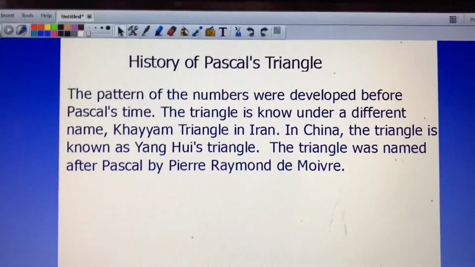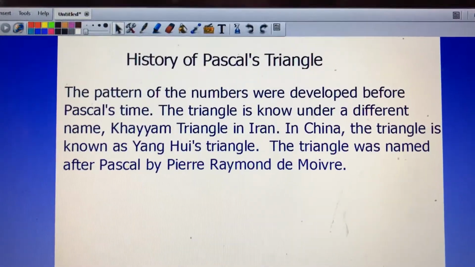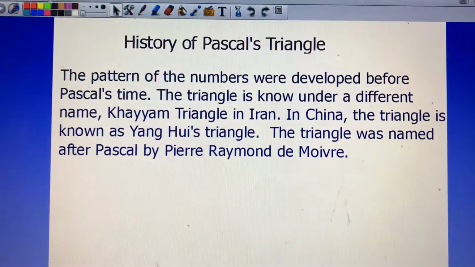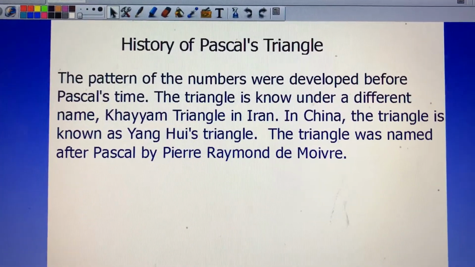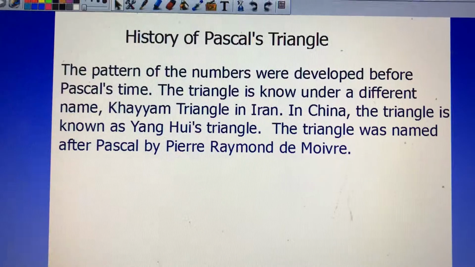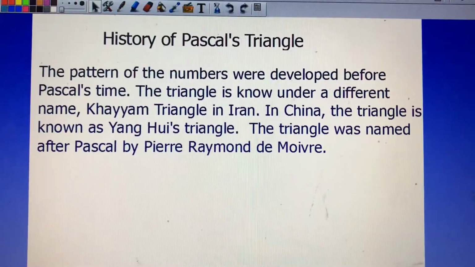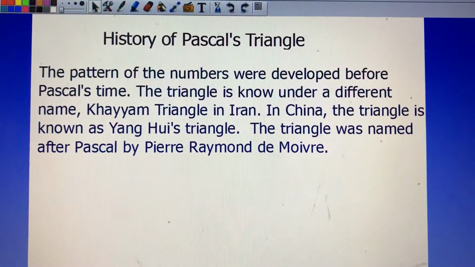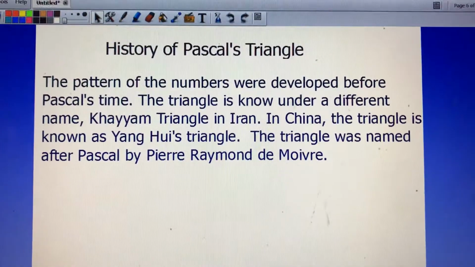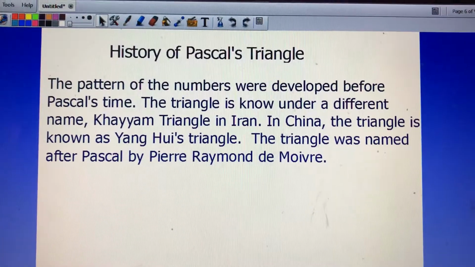Some history about the Pascal's triangle. The pattern of the numbers was developed before Pascal's time. In Iran, it is called the Kaham triangle. In China, it's called the Ying-Han's triangle. And the triangle was named after Pascal by Pierre Raymond de Moivre.